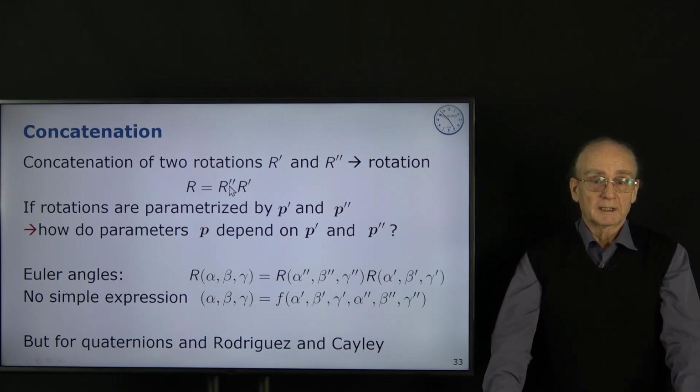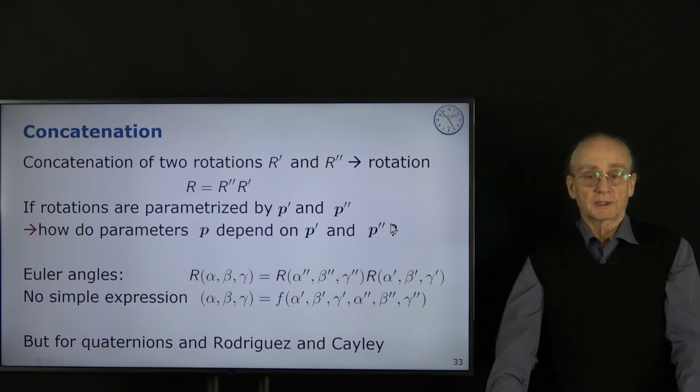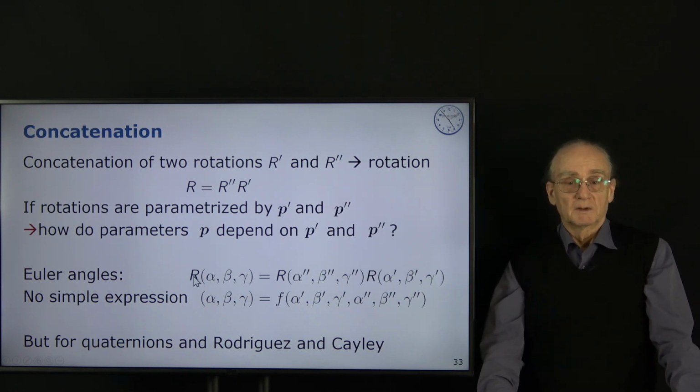Now let's assume we have R prime and R double prime represented by some parameters p prime and p double prime. So these are not coordinates now, these are parameters. Now how do the parameters of R, p, depend on p prime and p double prime? So let's assume we have Euler angles. So we have rotation depending on alpha, beta, gamma prime, multiplied with the rotation depending on alpha, beta, gamma double prime.